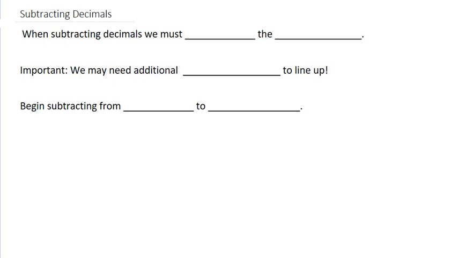Subtracting decimals. When subtracting decimals, we must line up the decimals. It is very important that we may need to add additional zeros to line up. And we're going to begin subtracting from the right, and we're going to move to the left. So let's look at an example.